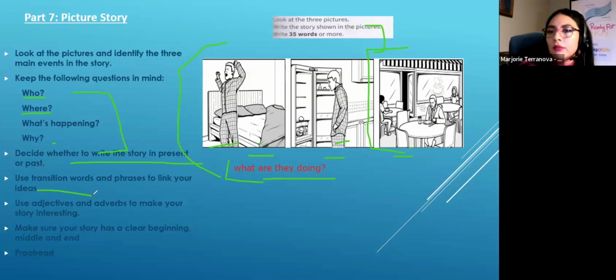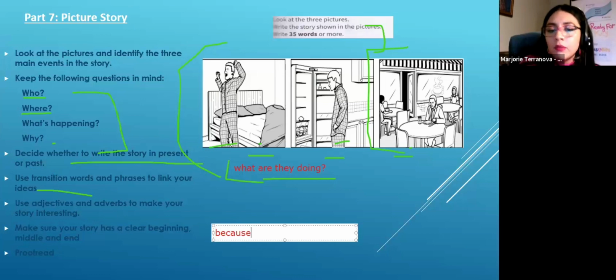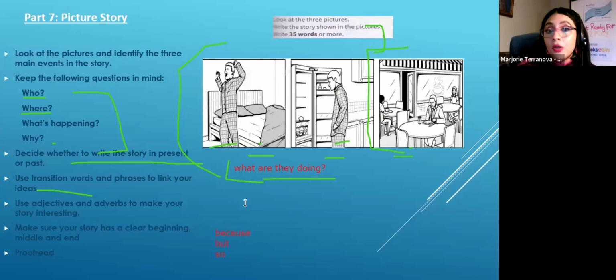Transition words. What were the words that I told you that they should use? Well, first, second, later, finally, because they know these ones. It's going to be more difficult for them to come up with maybe subordinate conjunctions, right? But at this point, they definitely need to know because, but, so, and, so they should include these connectors in the stories.